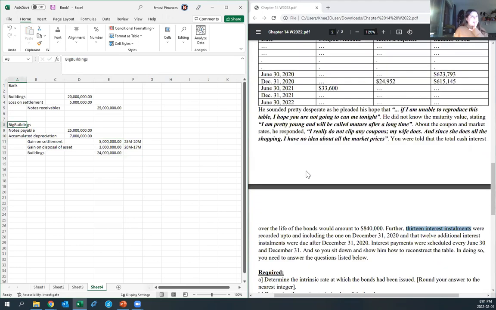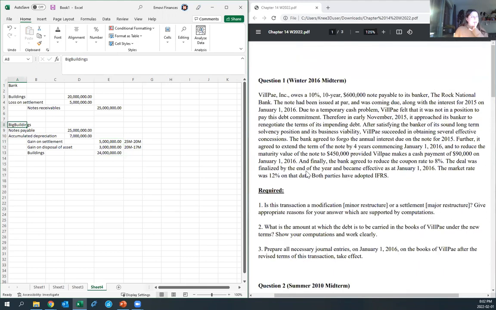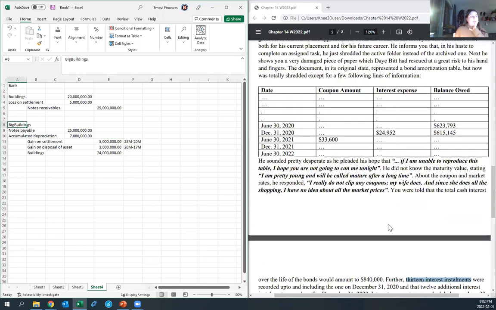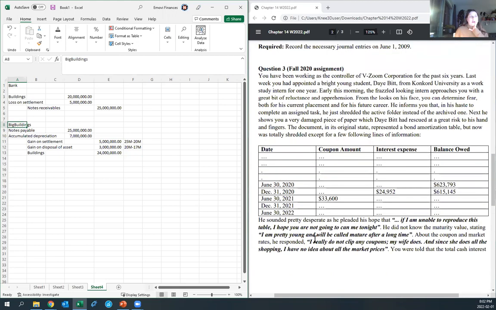And that's it. That's it for chapter 14. So as you saw, the main points are going to be major debt restructure, and then questions like these, where you're going to have to figure out with the amortization table, your coupon amount, interest expense, and balance owed.